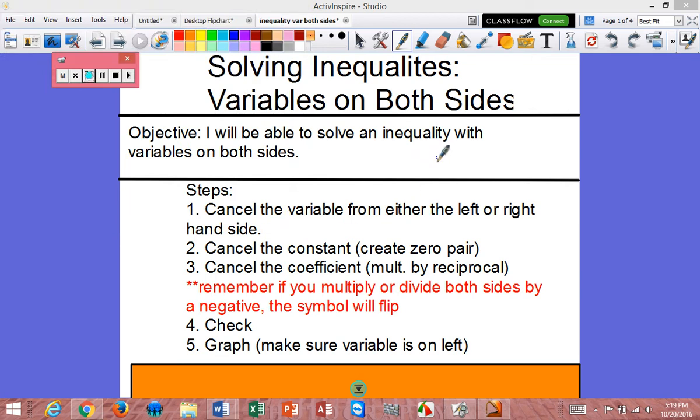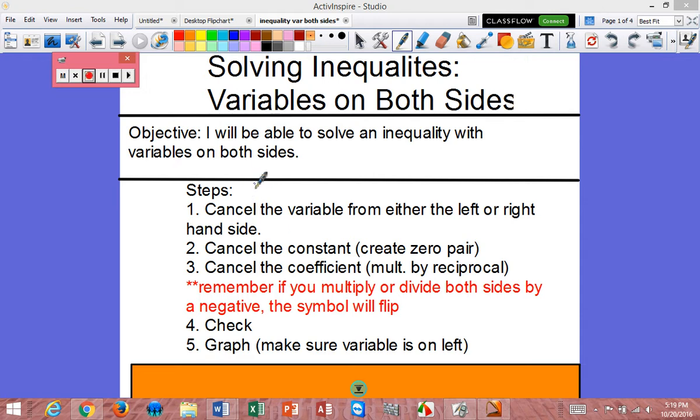Hey everyone, today's video is going to be over solving inequalities with variables on both sides. So your objective: I will be able to solve an inequality with variables on both sides. Keep in mind, whenever we solve inequalities, it is very similar to solving an equation. All of our steps are going to be the same, but the only difference is possibly needing to flip that inequality symbol.